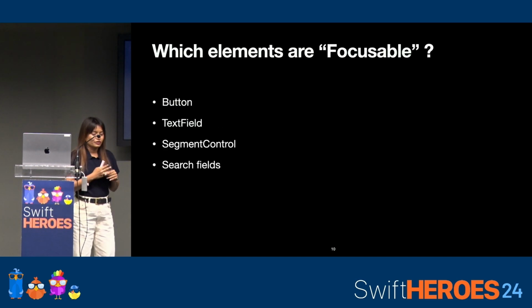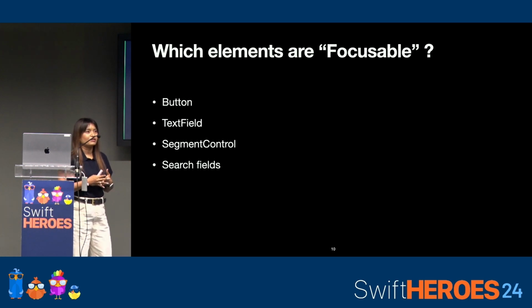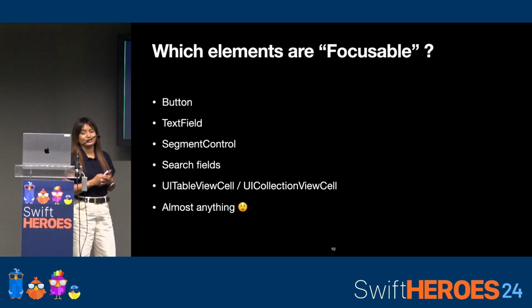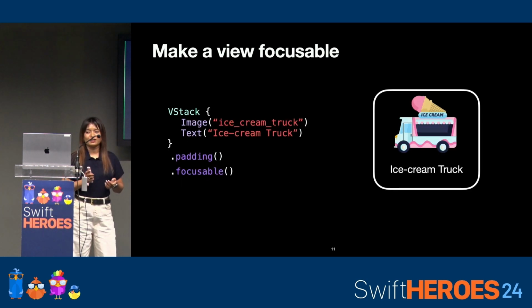Moving on to which elements can be focusable. There are different kinds of elements that can be focusable. Usually the things that are interactive, you can assume are focusable by default, like buttons, text fields, and special kinds of buttons: a segmented control is also a button, and a search field is also a text field. On UIKit, some special things like collection view cells and table view cells are also focusable by default. And using some APIs, you can make almost anything focusable, which is very interesting.